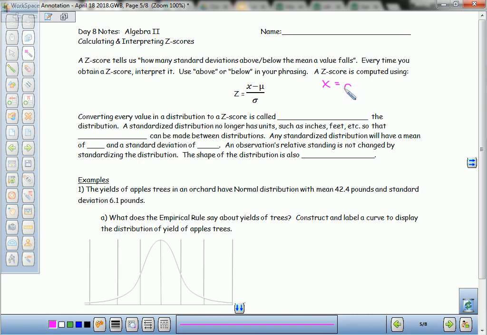The data. Whatever piece of data you're looking at. What does mu represent? The mean. And what does sigma represent? Standard deviation.